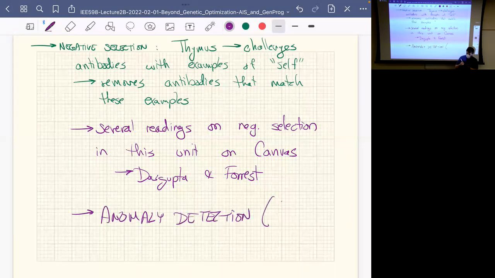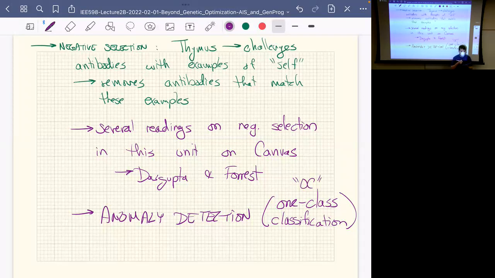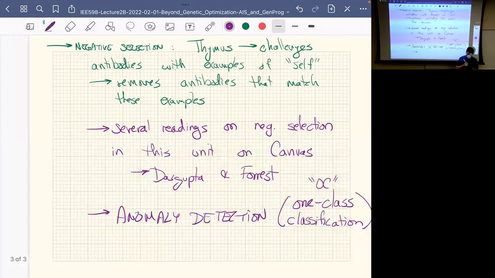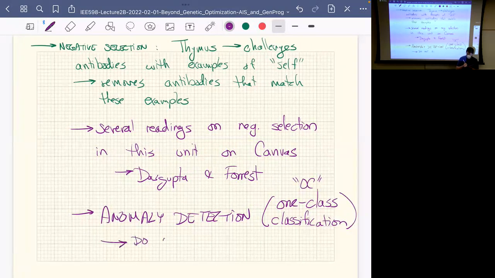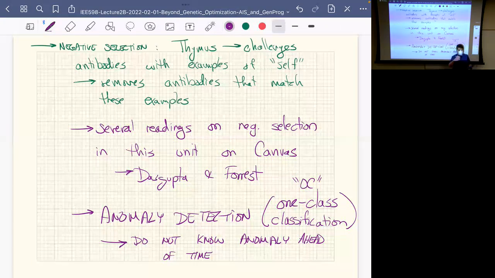And you probably could draw a connection with the so-called literature on one-class classification. If you look up one-class classification, you can find it. The point here is that you do not know the anomaly ahead of time. So you generate a bunch of classifiers, throw out the ones that recognize the thing that is good, and hope that you've got a classifier for something that's bad left over.